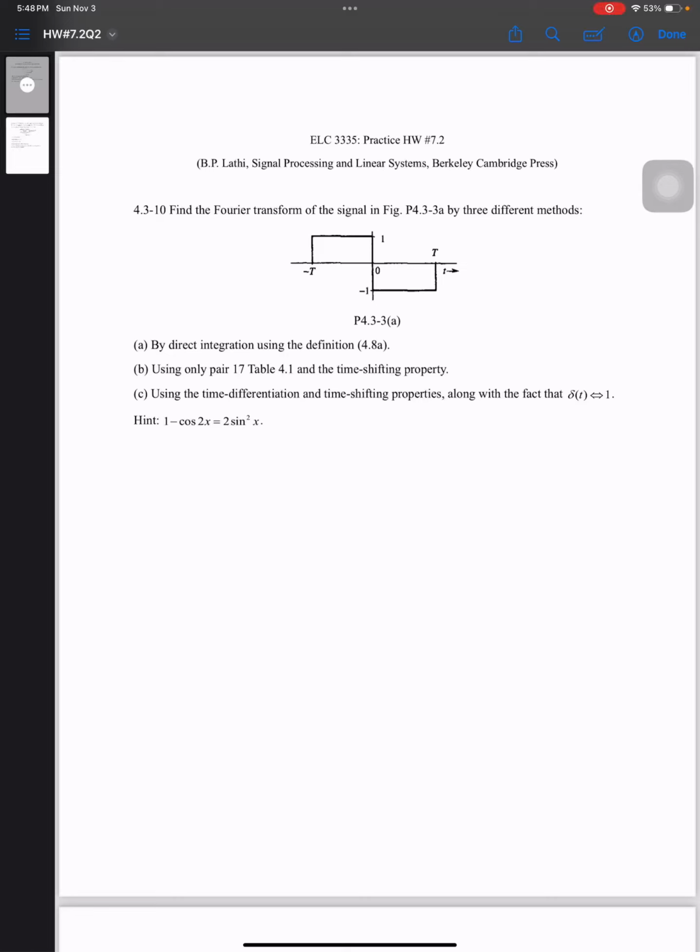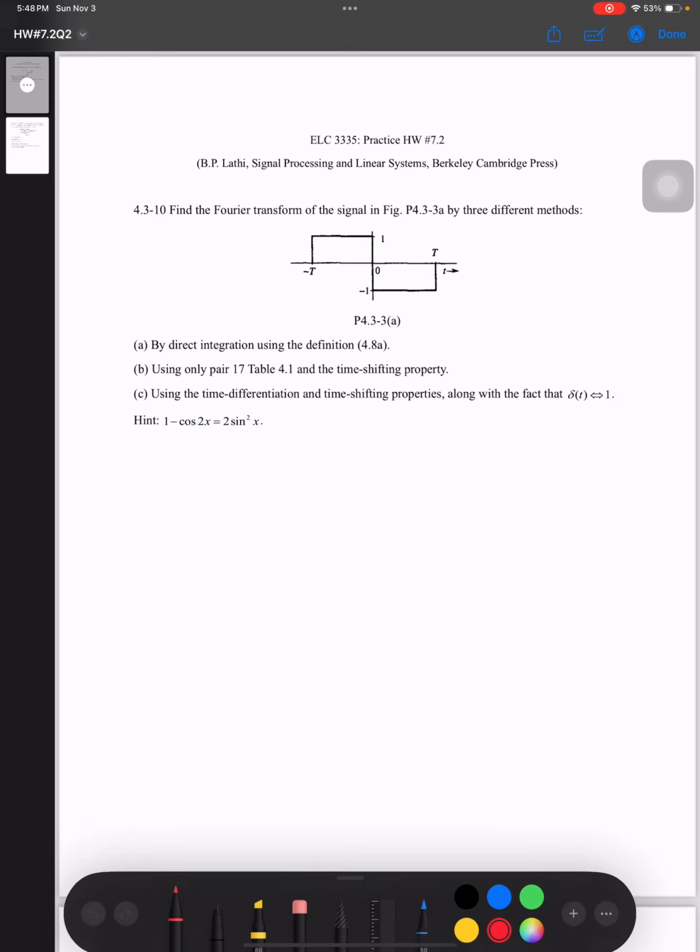Practice homework 7.2, question 1. Find the Fourier transform of the signal in this figure by three different methods. A is by direct integration, by the definition. B, the second method, uses pair 17 in Table 4.1 and the time shifting property. C, the third method, uses the time differentiation and time shifting properties, along with the fact that the Dirac delta function's Fourier transform is 1. Okay, let's finish them one by one.